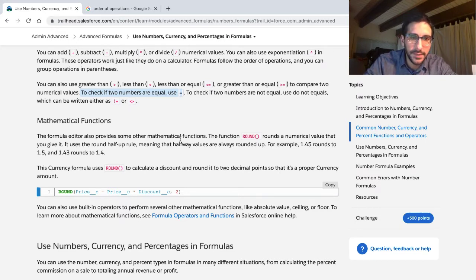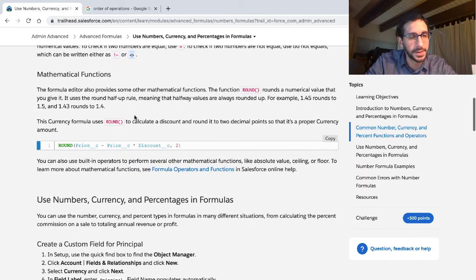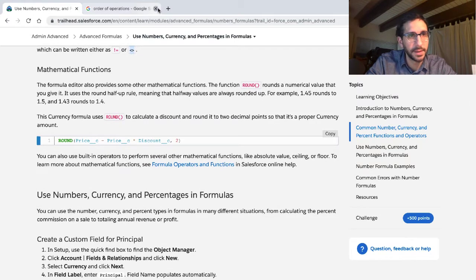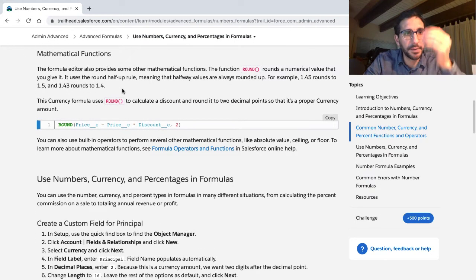Okay, to check if two numbers are not equal, use do not equals, which can be written either as, oh, is it equal? Or, why would two brackets do this? Sort of like a, whatever. It's not a facial expression, Jeff. It's math. Moving on. Mathematical functions.